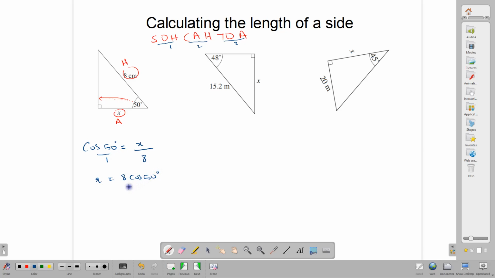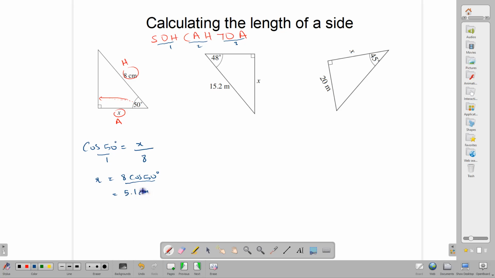Make sure that your calculator is in degree mode. If it is in degree mode, and if when you press cos on your calculator, the word cos comes up on it, then you should type in your calculator exactly the way it is right here: 8 cos 50 or 8 times cos 50. Either way, you will get your answer. So we're going to type that, 8 times the cosine of 50, and that should give you 5.1.